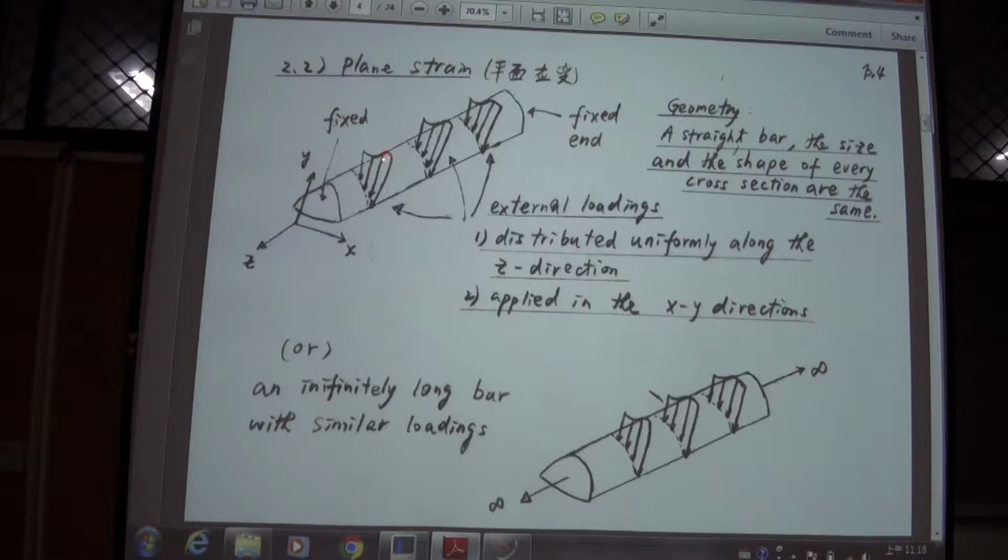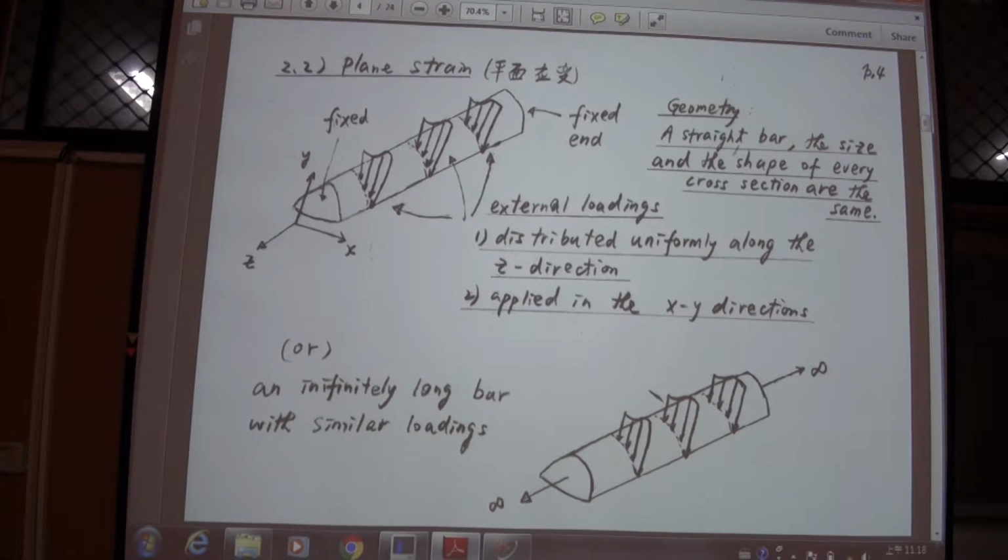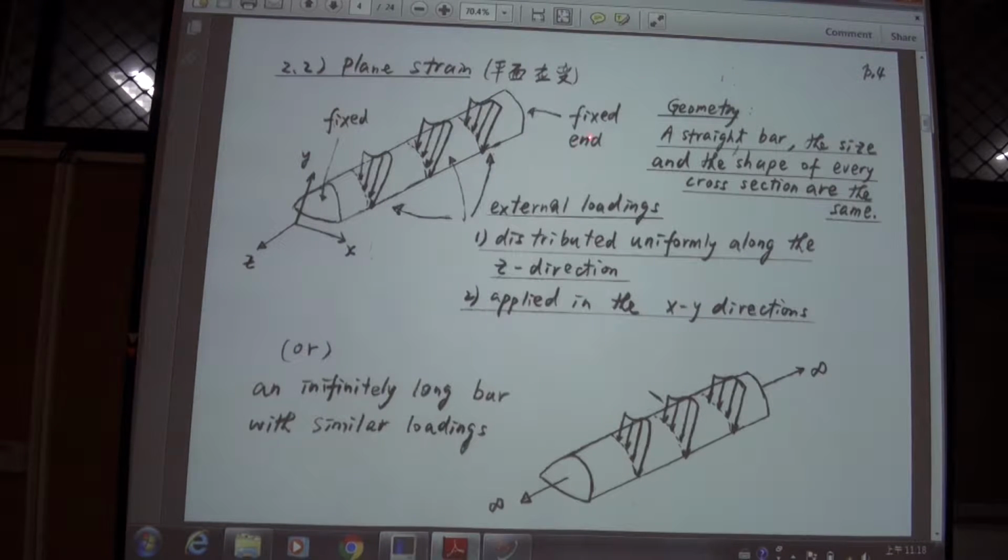They should be pointed in the xy direction. This is the second condition. The third condition is the bar must be in a fixed end situation. The fourth condition is it is a straight bar. And the fifth condition is that the size and the shape of every cross section are the same.